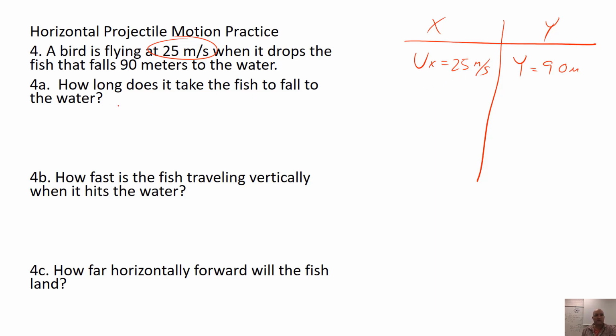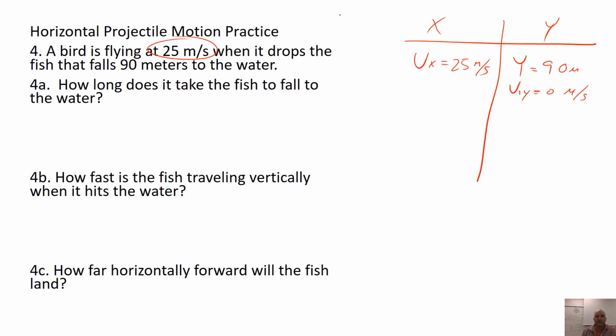How long does it take the fish to fall into the water? So we need some more information in this y-axis to be able to answer that question, but we have that because we know that the fish is actually in the air. We know that, first of all, it didn't start down, it started straight forward. So it started with no downward velocity. So no initial y, or up or down.